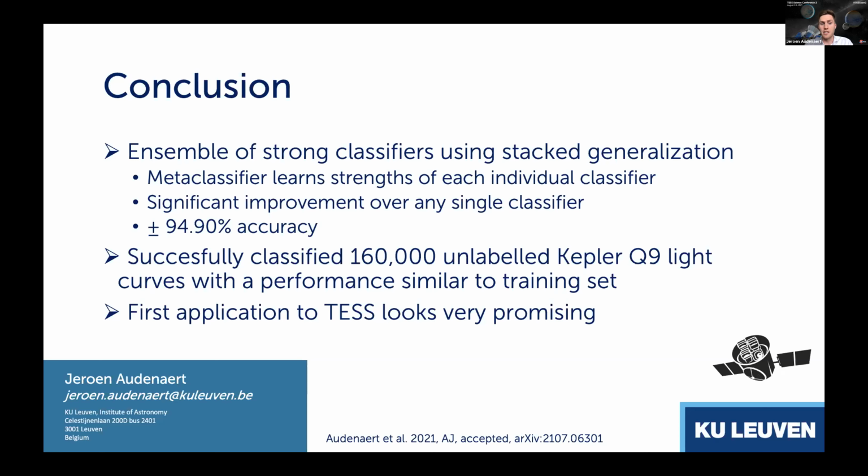What we also did is already classify the 160,000 stars that are in Q9 based on 27.4 day data using our classifier, and we can see that we get a performance that is similar to the training set. And lastly, what is very good news, the first application to TESS already looks very promising, although we still have to do some work on there to optimize it. We're still getting good results already.